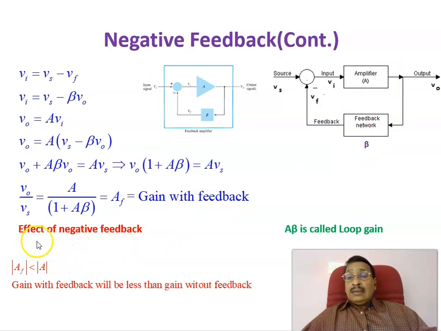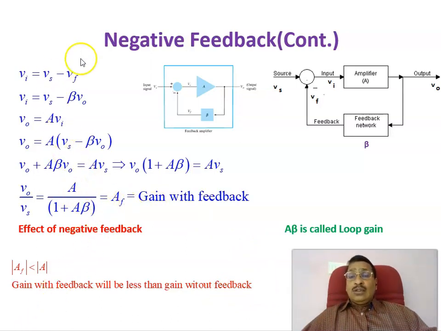A divided by 1 plus A beta equals AF, that's the voltage gain of a negative feedback amplifier. And this A beta, the product of the amplifier gain and the feedback factor, we call the loop gain, the gain of this loop. Always, the gain with feedback AF will be less than the gain without feedback. That is very clear from this equation. Therefore, AF will always be less than A.